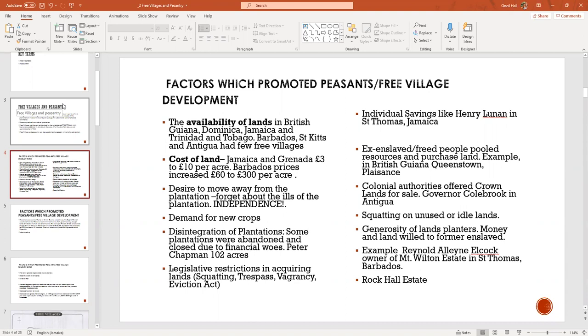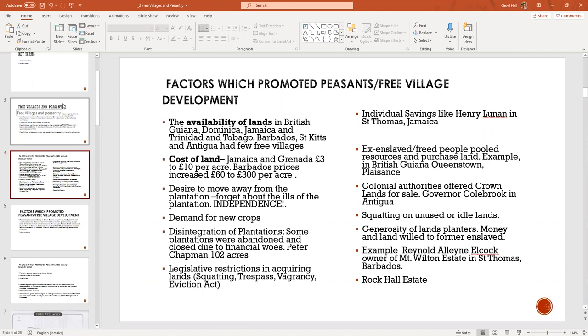So, you're correct. Because they have laws to evict them, the Vagrancy Act to lock them up if they are living on the road, the Trespass Act to lock them up, and the Squatting Act, if they live there, they could run them off the land. They are going to find different areas and ways to acquire land legally. So nobody can say that they are squatting, nobody can say that they are trespassing, nobody can say that they are vagrant, and nobody can evict you.